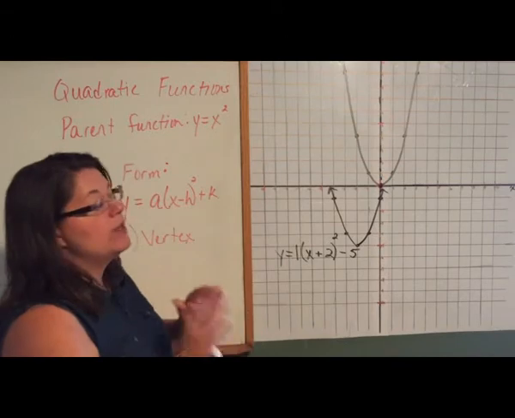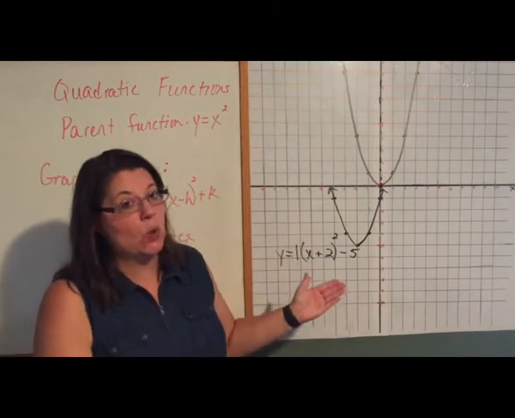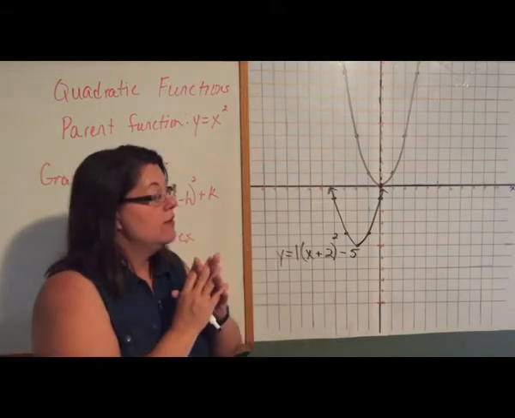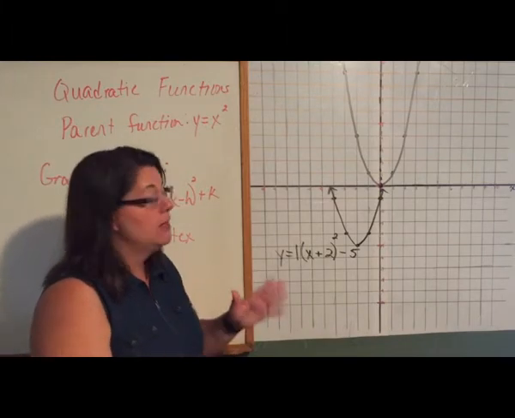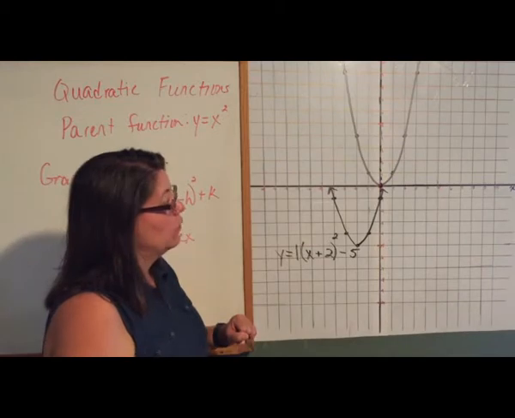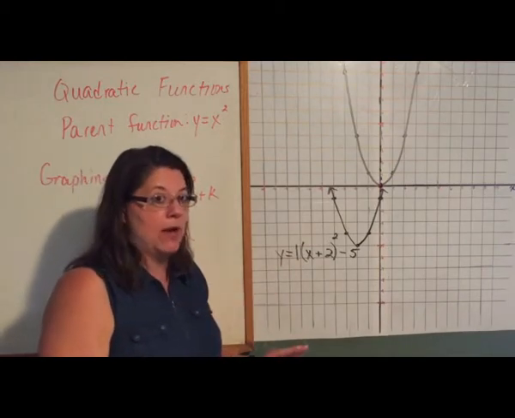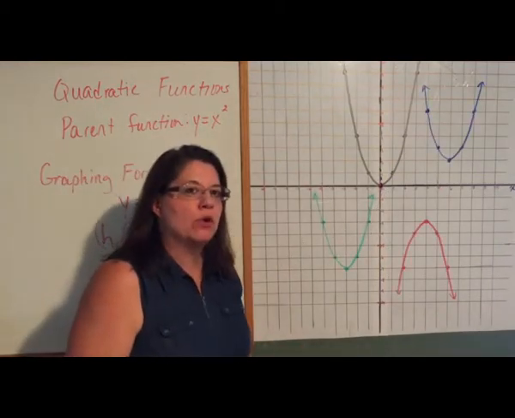Now, if we say no, it has been widened or it has been more narrow, then we're going to have another process to do it. That process will work for all of them, but for the ones that have an a value of 1, it may be easier to do it this way. So here I have some more graphs.